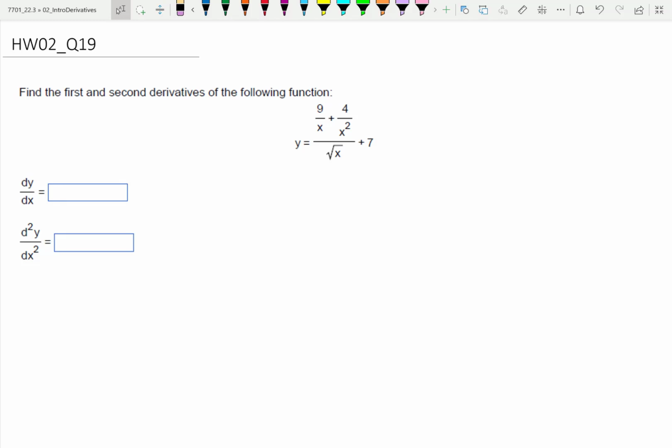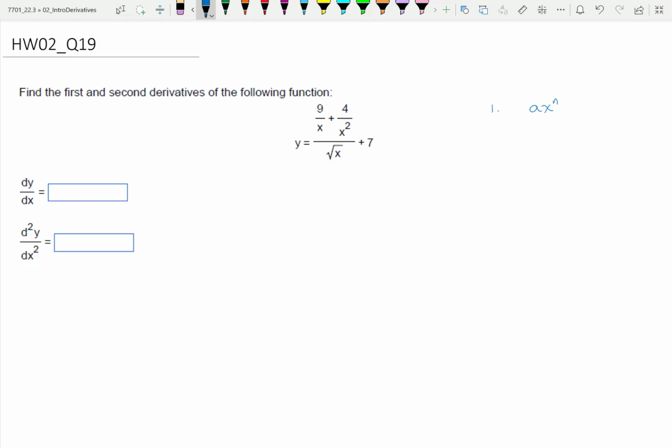Homework 2, question 19, the second of the challenging questions. So this is a bit messier of an equation. Let's see what we can do with it. But again, the principles stand. The first thing I'm going to do is a little bit of algebra to see if I can get this in the form of ax to the power of n, as much as possible.